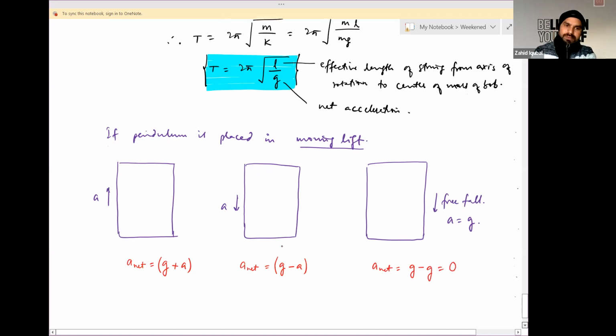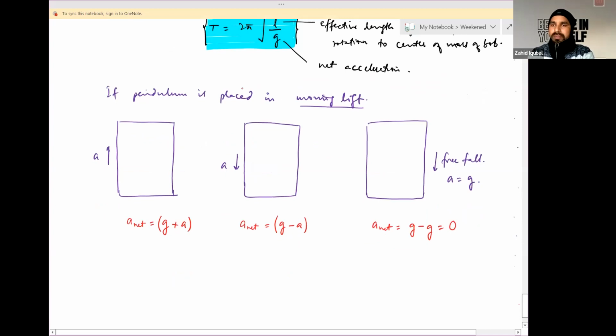If you put these expressions into the time period formula of a simple pendulum, the time period in the first part will become 2 pi root under L by g plus a. Since acceleration has increased, the time period of the simple pendulum would decrease. In the second part, time period equals 2 pi root under L by g minus a. Since net acceleration becomes smaller compared to g, the time period will increase.